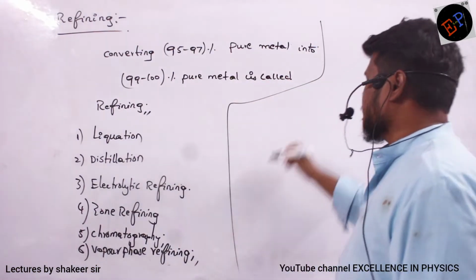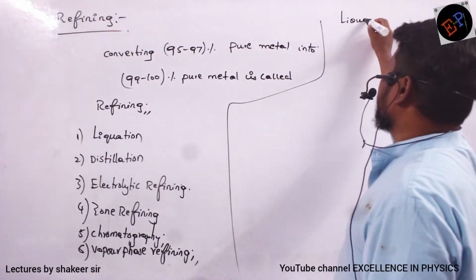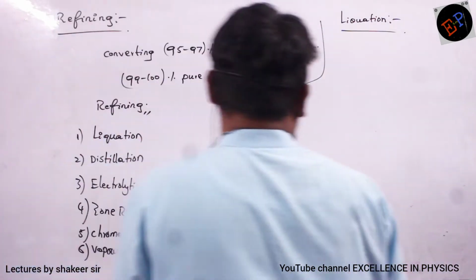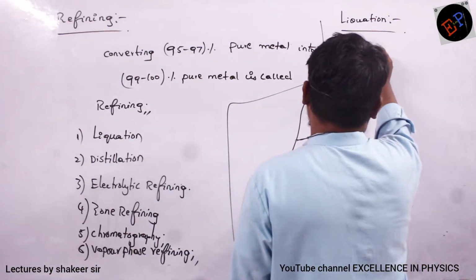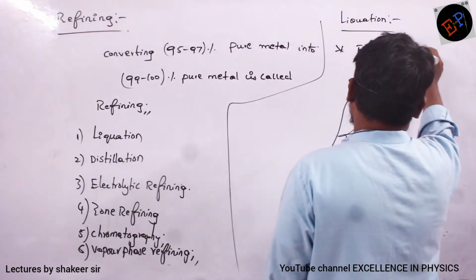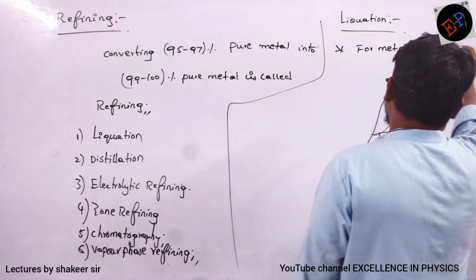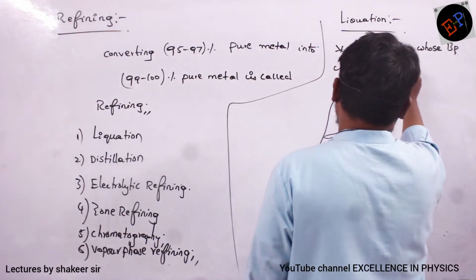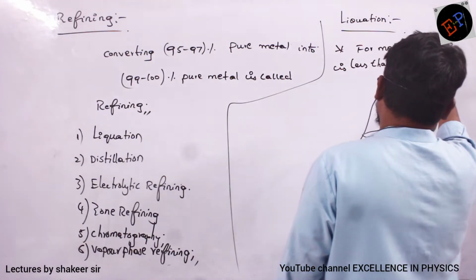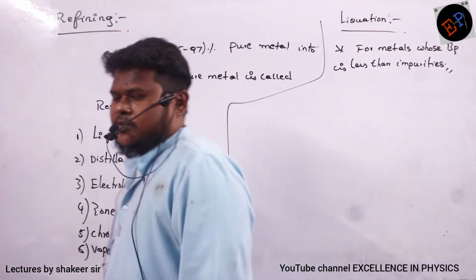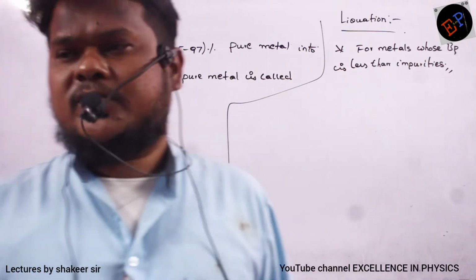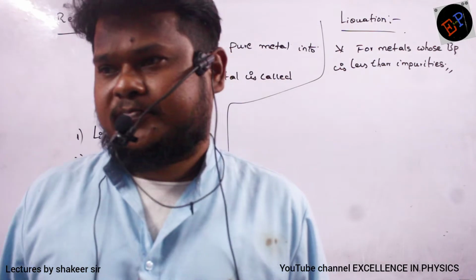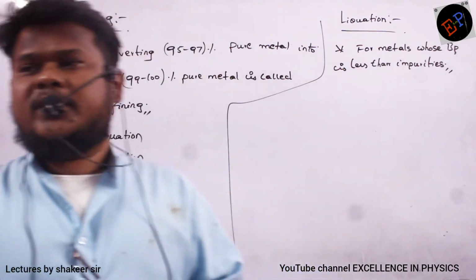So what is the first method? First method is called as liquefaction. So this method is used in which condition? For metals whose boiling point is less than impurities. Are you able to understand? So liquefaction we use in which method? We use for that method where boiling point of the metals is less than boiling point of the impurities. So impurities have more boiling point when compared to metals.